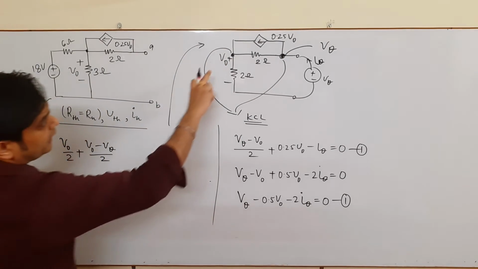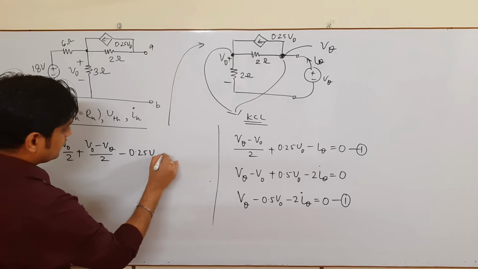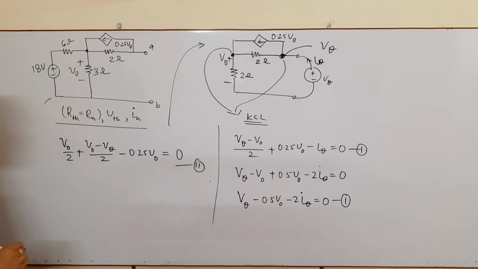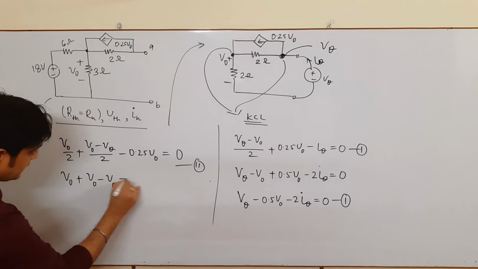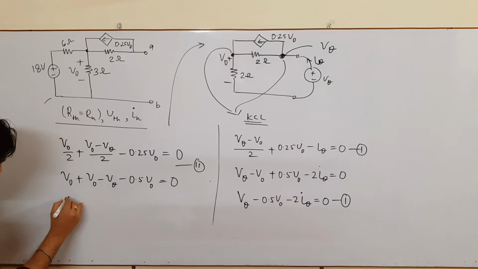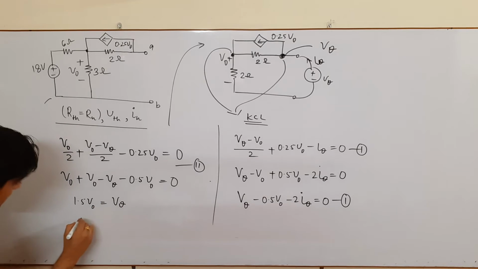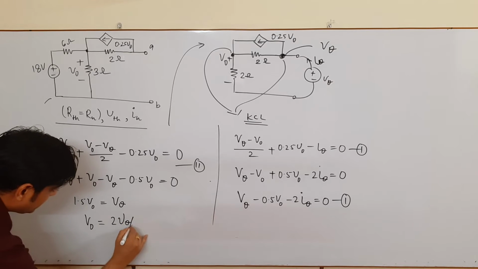And minus of 0.25 V naught, that is equal to 0, is our second equation. Okay, so very simple, you solve this. V naught plus V naught minus V theta minus 0.5 V naught is equal to 0. So that comes to be how much? It is 2 minus 1, so it is 1.5 V naught is equal to V theta. So from here V naught, you can say it is 2 V theta by 3.